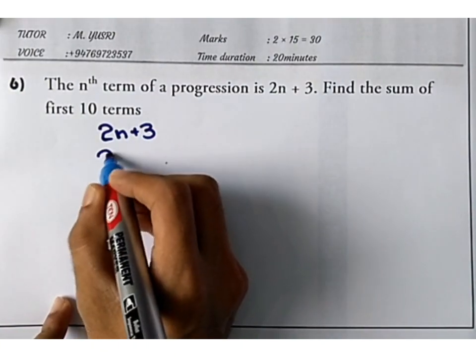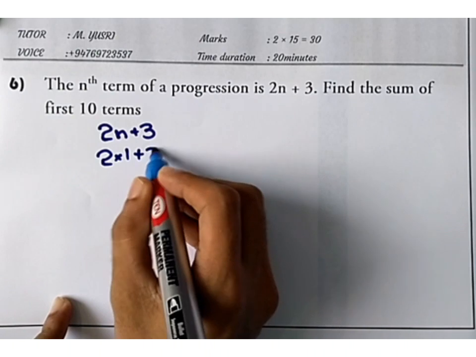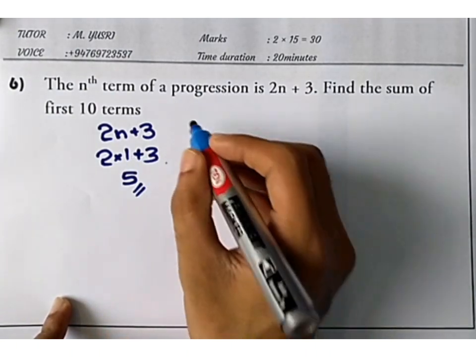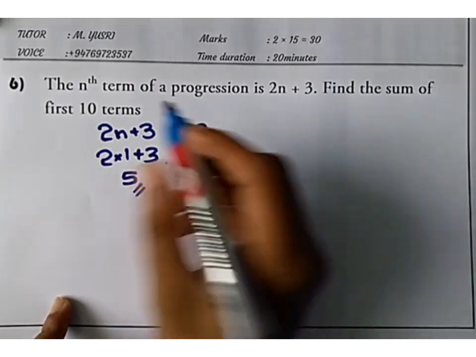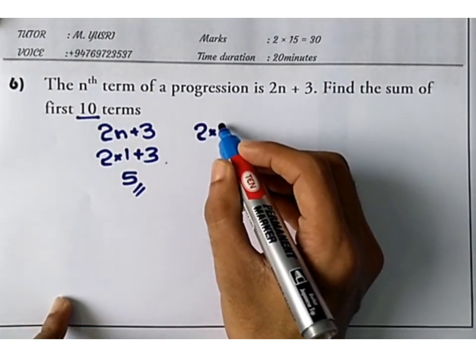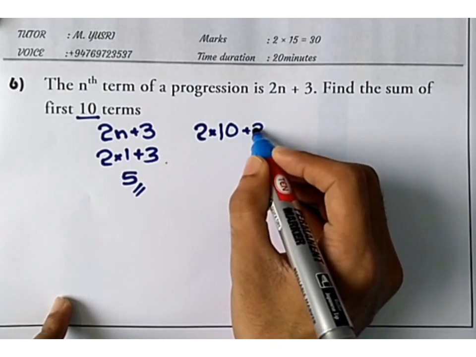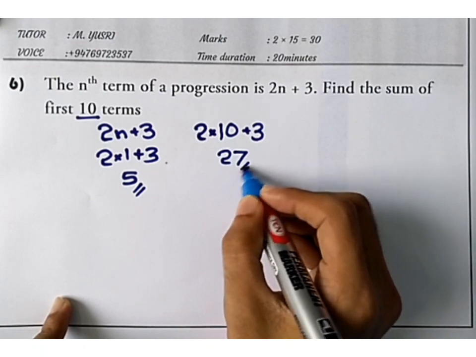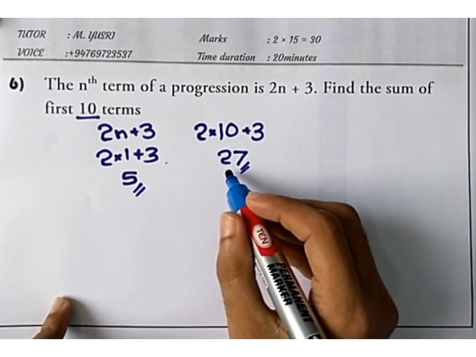We'll find out the first term, 2n plus 3. To find the first term, we just have to substitute 1 here, and 2 ones are 2, 2 plus 3 is 5. So the initial term is 5. And now we'll find the last term. Last term means the 10th term. They're asking us to find the sum of the first 10 terms, so the 10th term will be the last. And 2 tens are 20, 20 plus 3 is 27. So now we have the initial term as well as the last term.